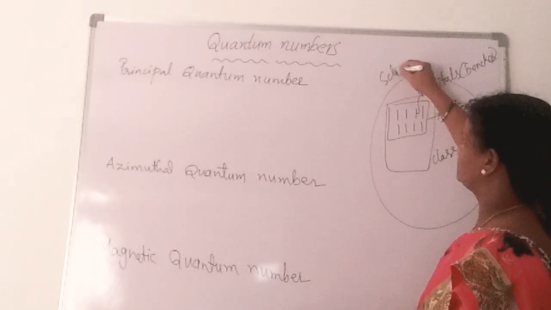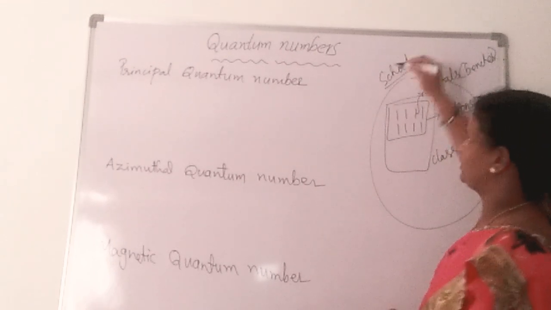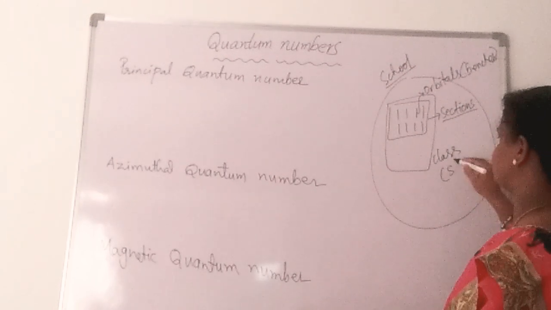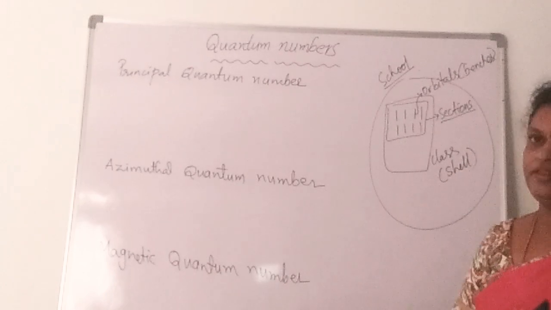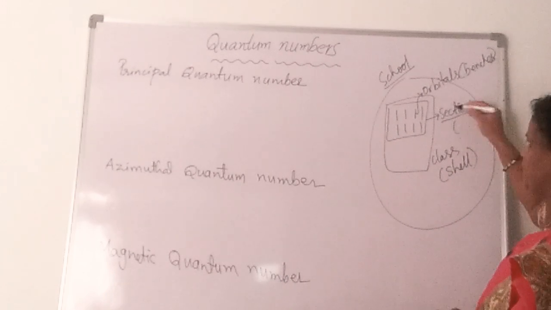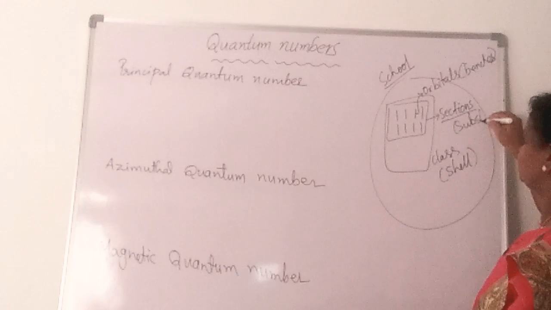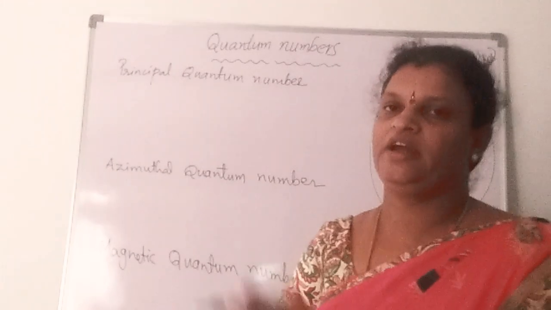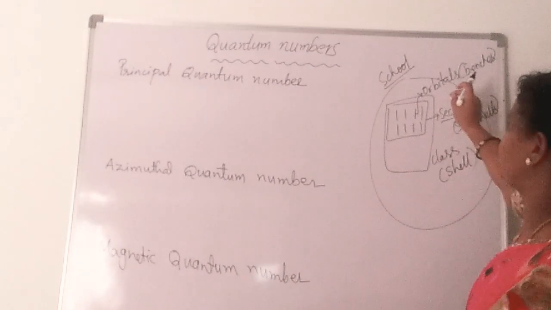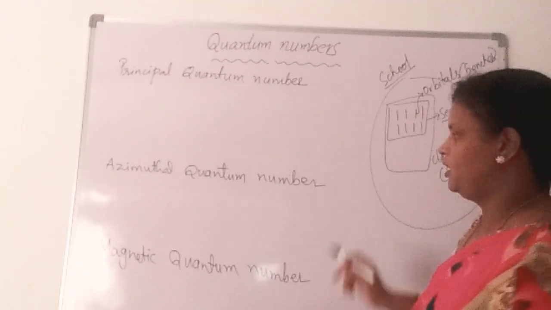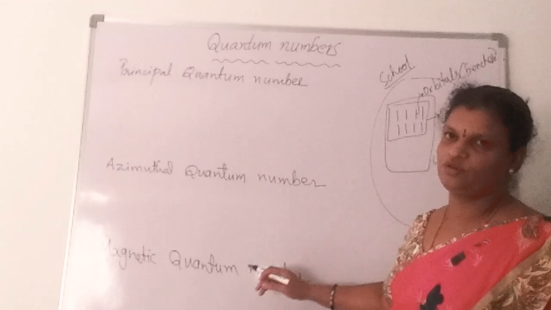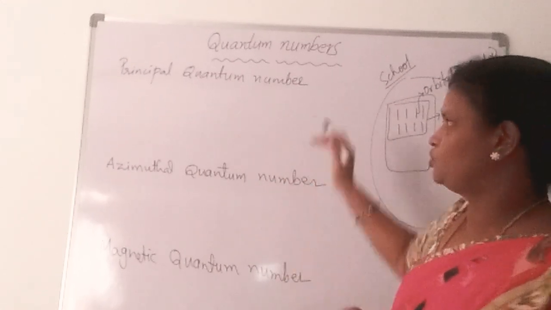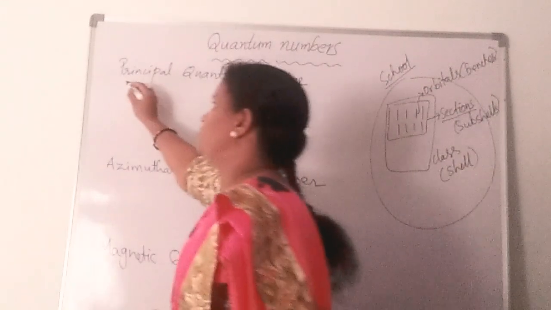The atom is nothing but the school in which you are studying, and in that school we have some classes. This class we are saying in the form of a shell, and in that shell many subshells are there, that is nothing but sections, and in each section we have some benches, and each bench we are going to call an orbital. Now actually we have one more quantum number also, but after completing these we'll go to that because it's a very easy one. So first, coming to the principal quantum number.